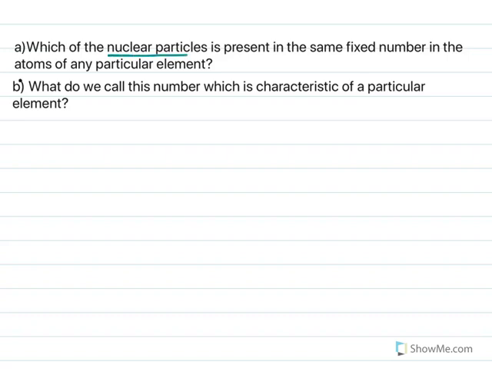Which nuclear particle is present in the same fixed number in the atoms of any particular element? That is protons. The number of protons is always fixed.